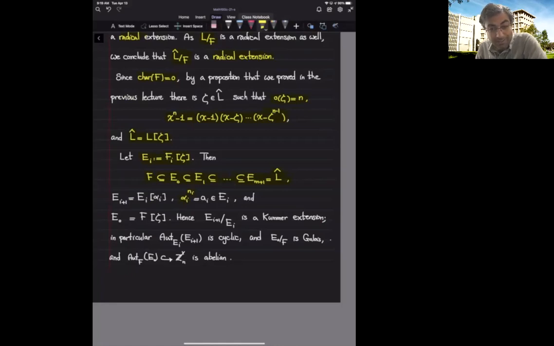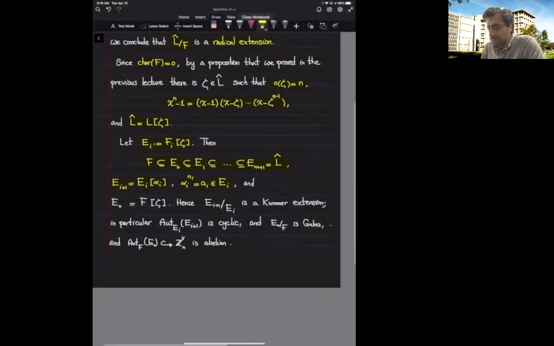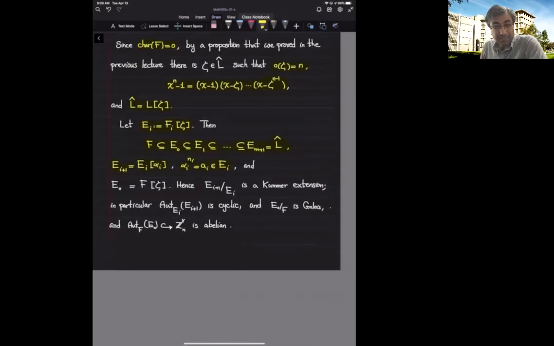Now I'm adding the same alpha i to E sub i to get to the next one, because E sub i is just F sub i with zeta added. So I'm adding zetas to these things. So E sub i plus 1 is E sub i joined with alpha i, where alpha i is one of the zeros of this binomial. As we have discussed in the previous lecture, these are Kummer extensions because E sub i does contain n sub i distinct n sub i-th roots of unity, or an element of multiplicative order n sub i. So therefore, this is a Kummer extension.